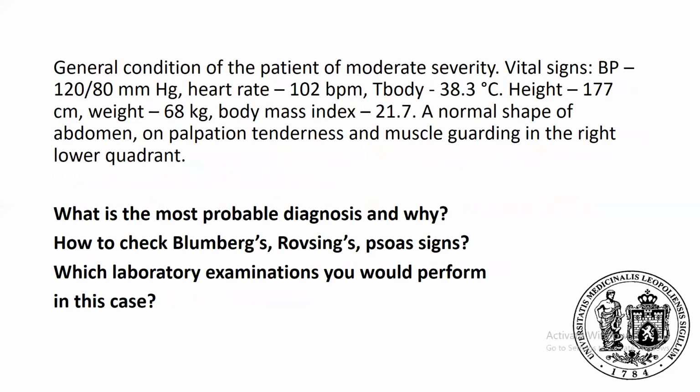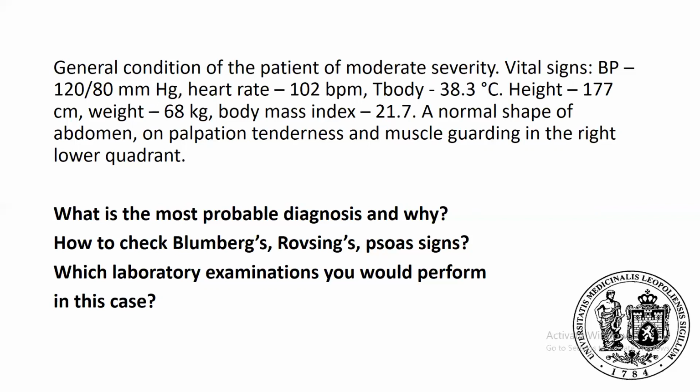On the next slide, we see the physical findings and objective findings. The general condition of the patient is of moderate severity. Vital signs: blood pressure is 120 to 80 millimeters of mercury, heart rate is 102 beats per minute, body temperature 38.3 degrees at the moment of admission to the hospital, height 177 centimeters, weight 68 kilograms, body mass index 21.7. A normal shape of abdomen, palpation: tenderness and muscle guarding in the right lower quadrant. So what is the most probable diagnosis?